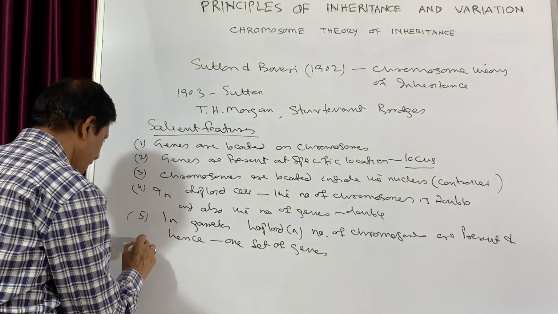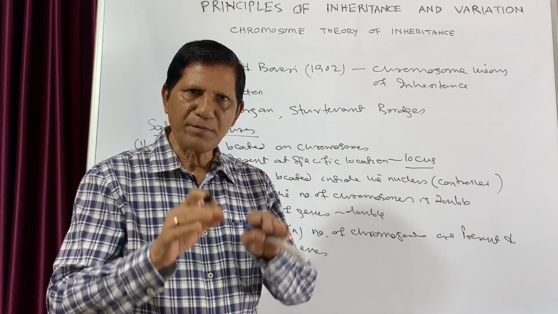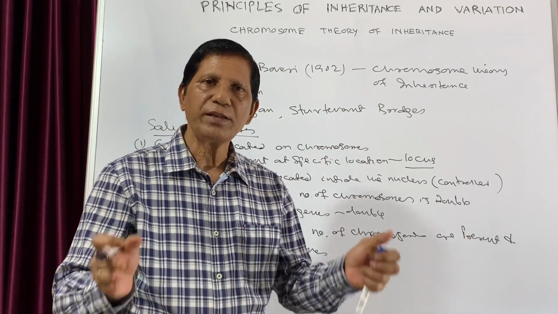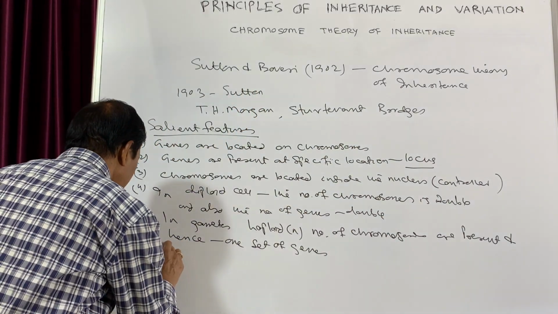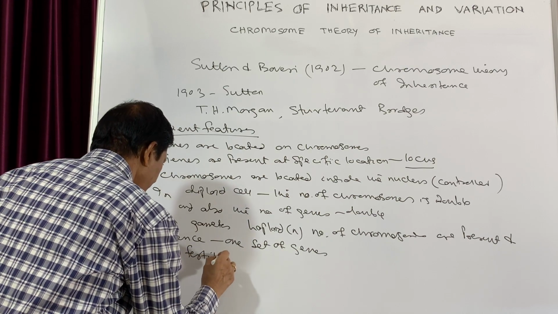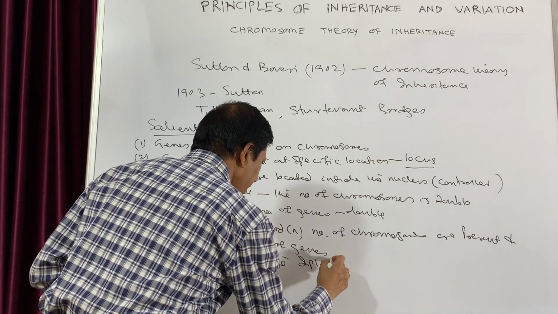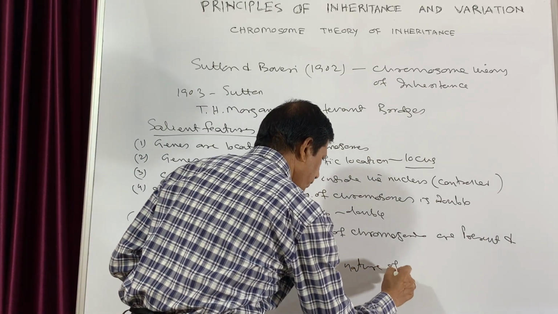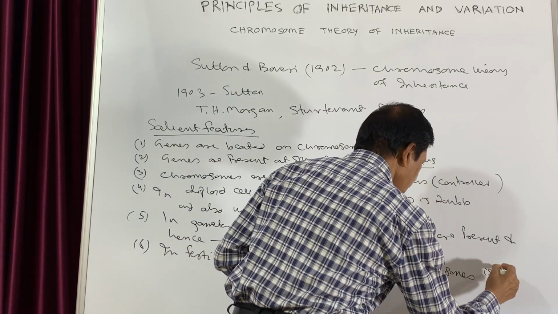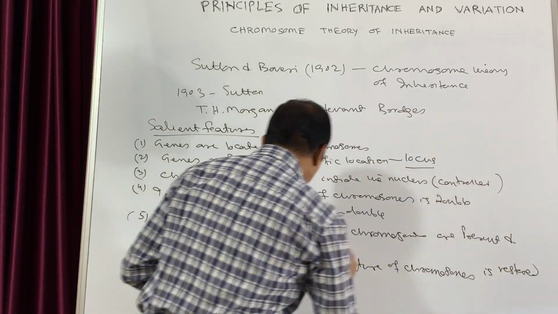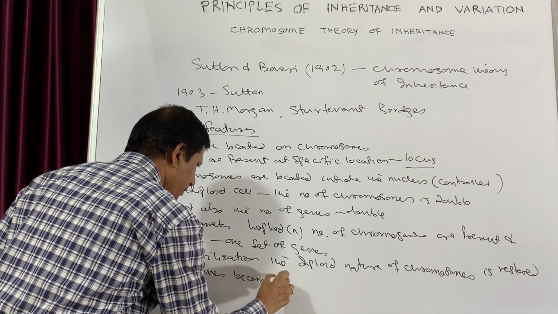And the next important point. In a diploid cell the number of chromosomes and genes is double, and in gametes all are half. Now again, in fertilization, the diploid nature of chromosomes is restored, and the genes become double.